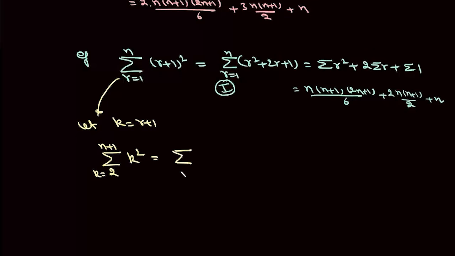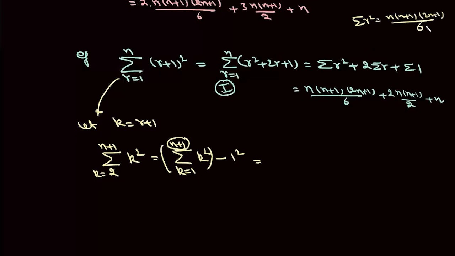So if we add 1 square, we can change this as k varies from 1 to n plus 1, k square. And then since we have added 1 square, we have to subtract 1 square also. So we have this summation and this minus 1 square. Now this is the formula for summation r square. But here the ending value is not n, it is n plus 1. We'll use the formula for summation r square, which is n into n plus 1 into 2n plus 1 by 6. But we have to replace n with n plus 1.